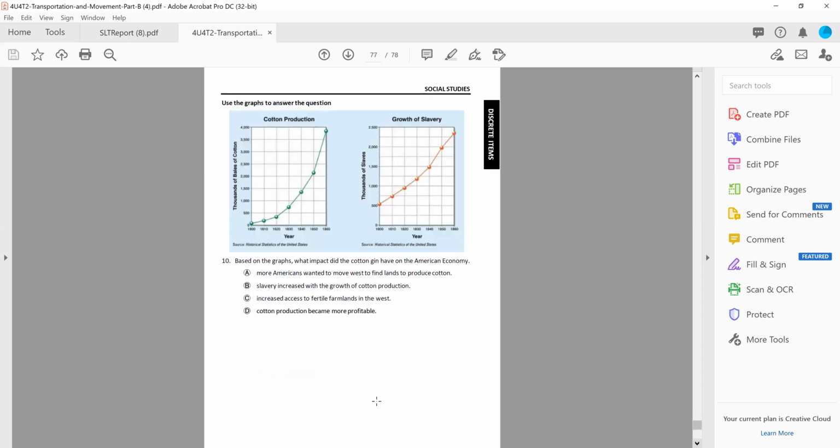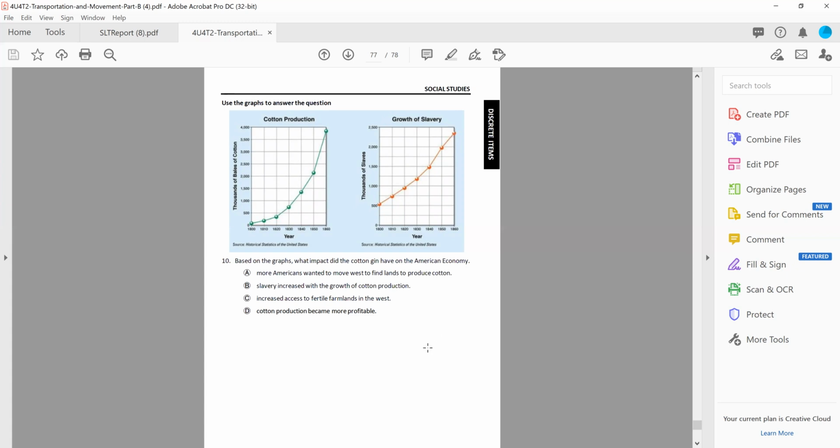Number 10, based on the graphs, this is a graph of cotton production, 1800 to 1860. We can see the cotton production shoots way up. Growth of slavery, 1800. There's about 500,000 slaves in the United States. 1860, there's about 2.3 million enslaved persons in the United States.